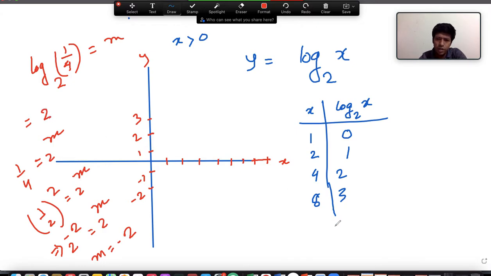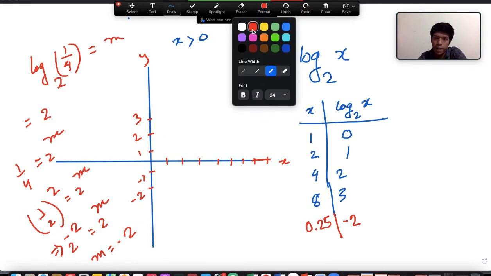So basically when it is x equals to 1 by 4, 1 by 4 means 0.25. When it is 0.25, at that time the value is -2. This is actually y value. Y value is -2. Okay. Now, so this is what happened here.